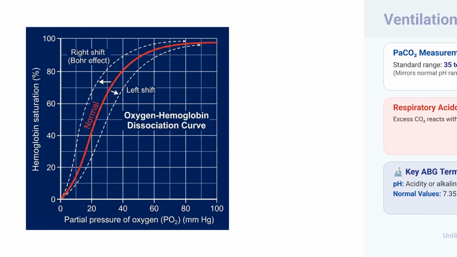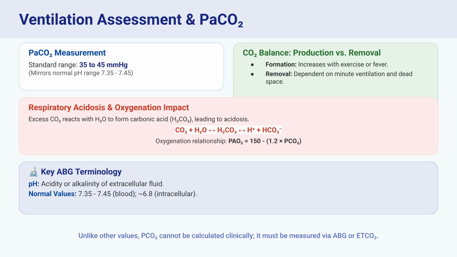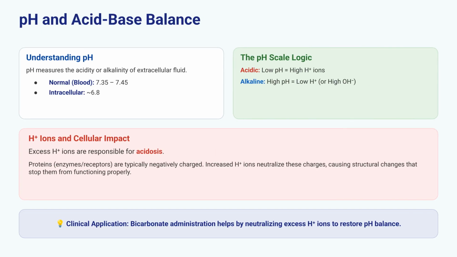PaCO₂ is normally 35 to 45 millimeters of mercury. Respiratory acidosis occurs when excess carbon dioxide forms carbonic acid, decreasing the pH. The relationship between PaO₂ and PCO₂ is essential for understanding oxygenation. pH measures the fluid's acidity or alkalinity. Normal blood pH is 7.35 to 7.45.